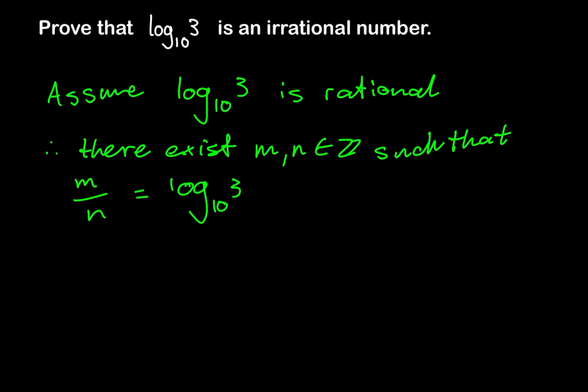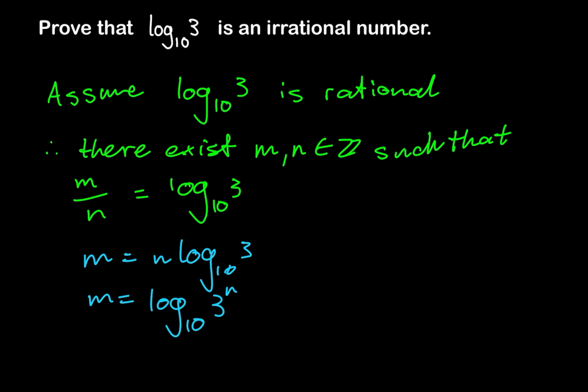What this is telling us is that we can now have m equal to, taking that n across, n times the log of 3 to the base 10. And now we can take this n into the exponent because it's one of our log laws. So we have m is equal to log of 3 to the power of n to the base 10. Essentially all I did was move that n into the exponent. Now solving this, we have 10 to the power of m is equal to 3 to the power of n.